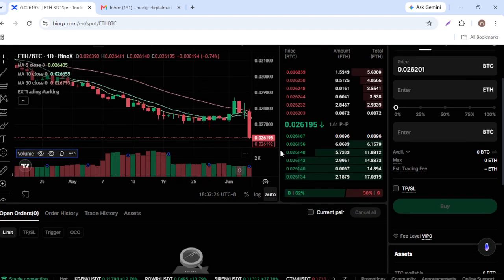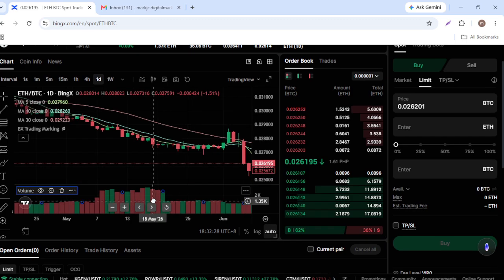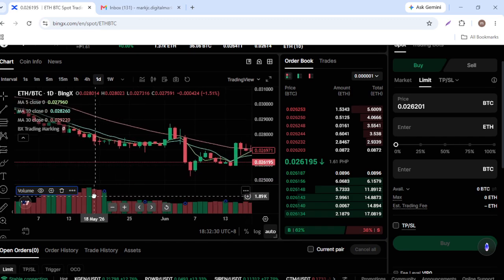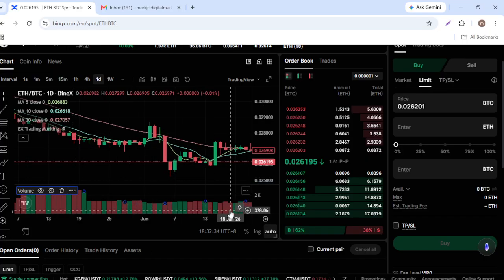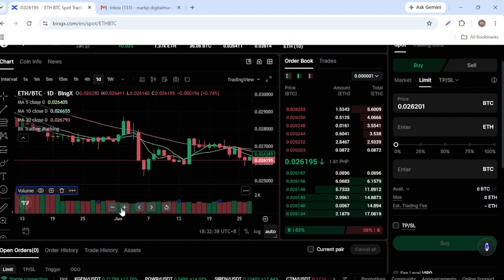Before placing a trade, it's a good idea to compare the trading volume of different cryptocurrencies. Coins with consistently high trading volume are often more liquid and may offer smoother trade execution. And that's how to check trading volume on BingX.